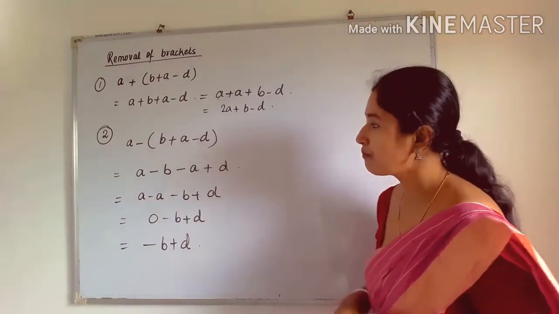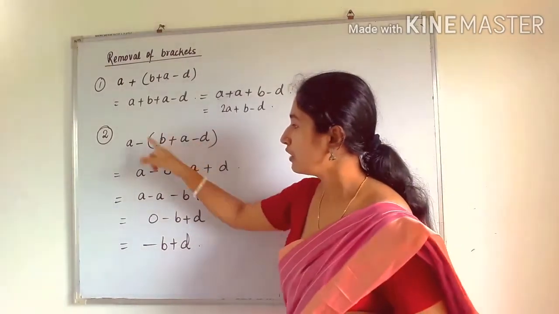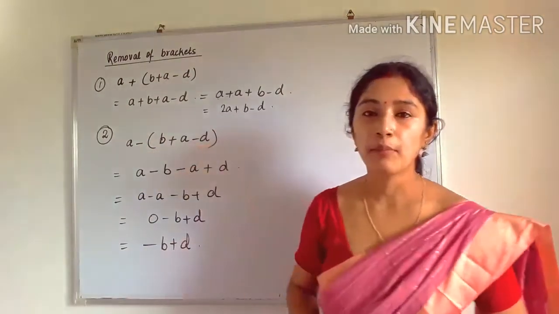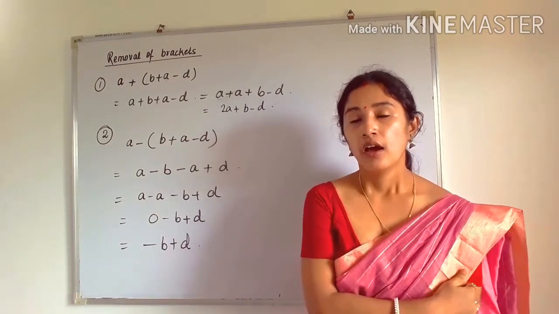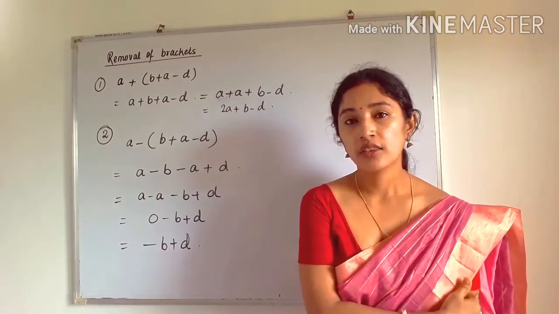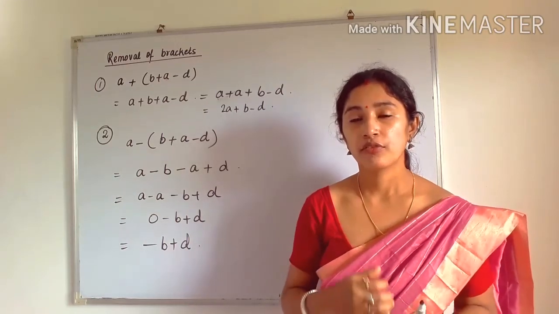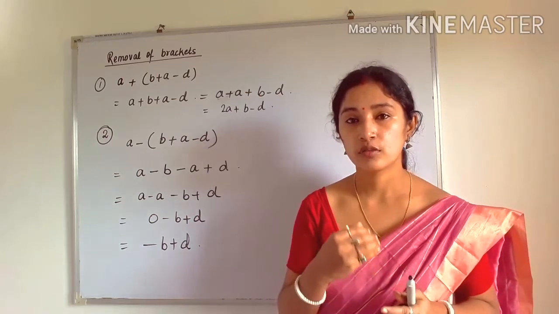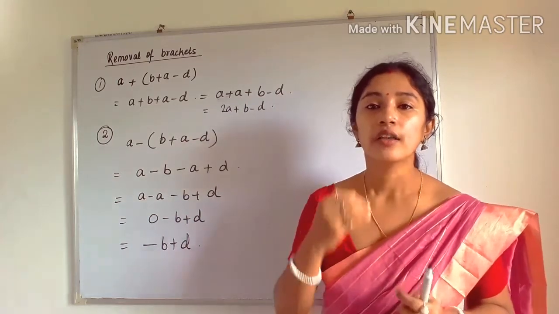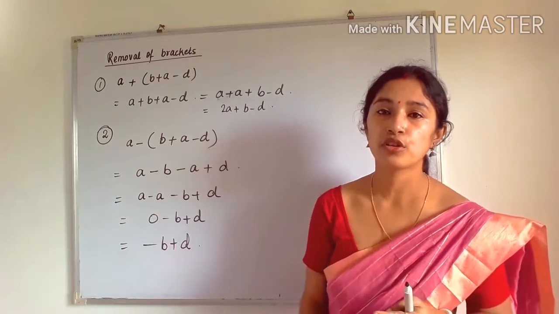Similarly, number 2, see, outside the bracket we have minus symbol. So what happens if there is a minus symbol? If there is a minus symbol, then there will be a change in the sign. Suppose there is a plus inside the bracket, a number which is positive, then it will become what? Negative. That means you have to take the opposite of that one.